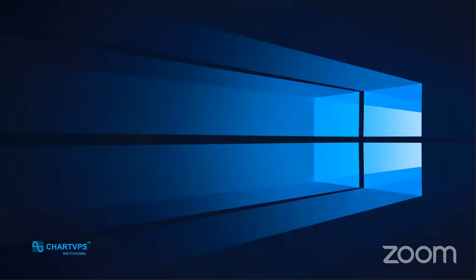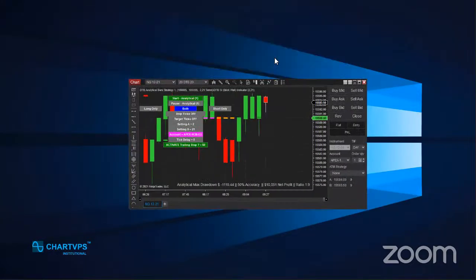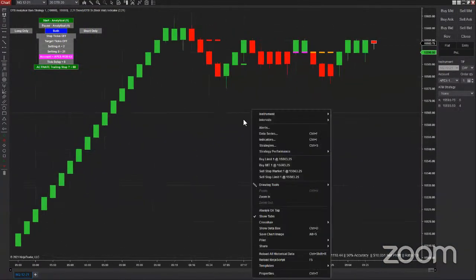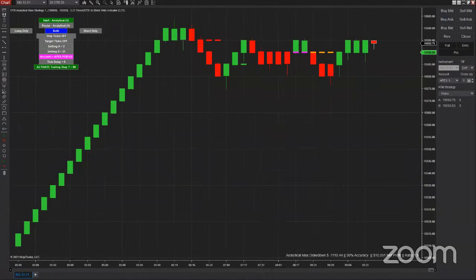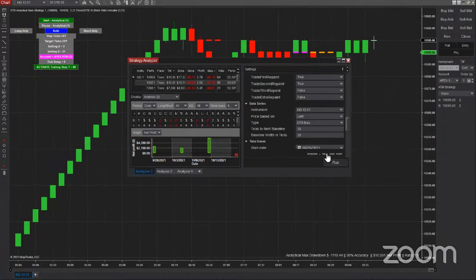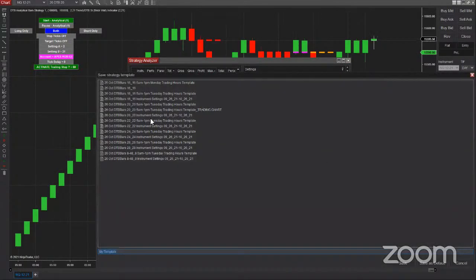and bring up our trading chart, which is this one over here. It's starting to paint these bars. If I go into the strategy, when I save this template, I also try to be as descriptive as possible with it so that it's not confusing at all. So template, save. I called it 2020, 26 October, DTB bars 2020, 5 a.m. to 1 p.m. Tuesday trading hours template. And then I called it trading chart, so it separates it and I know which one I've selected. And then these are basically all the other ones that I did.